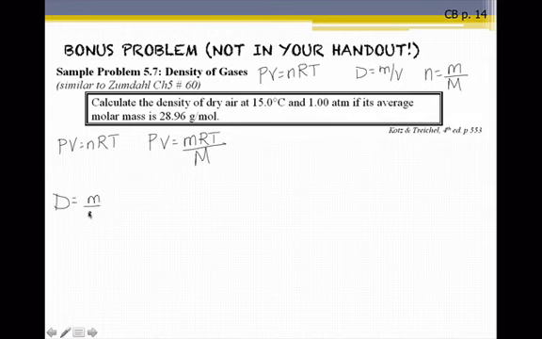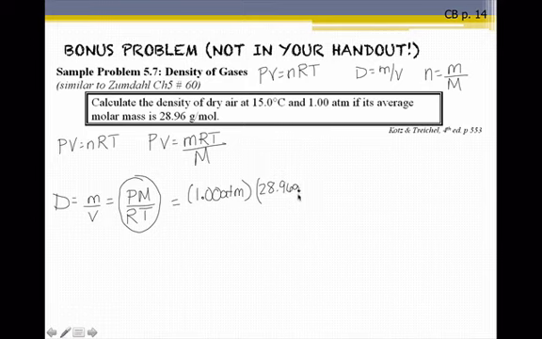So density equals mass over volume. And if I rearrange this for m over V, what we end up with is pressure times molar mass over the gas constant times temperature. So this is what we're going to use to find the density of dry air. And then we just plug numbers in. So the pressure they gave us was 1 atmosphere. I'm going to use units here so we can make sure we end up with the correct units, because it's not going to be grams per milliliter. Molar mass is 28.96 grams per mole.